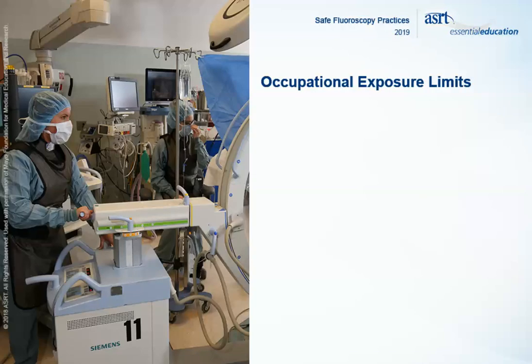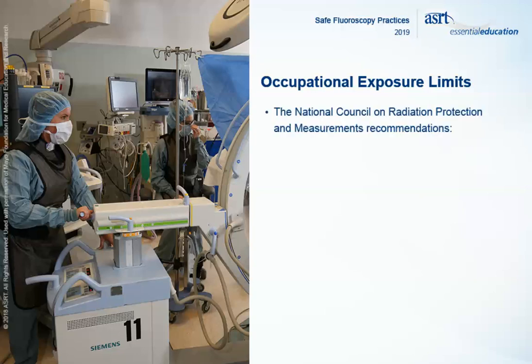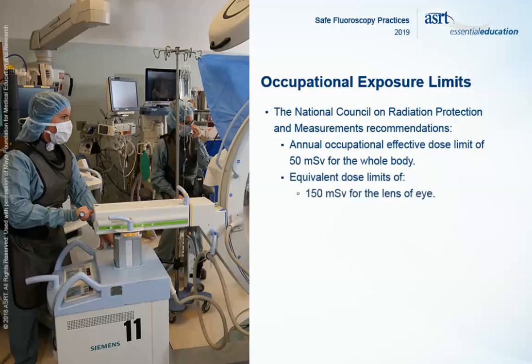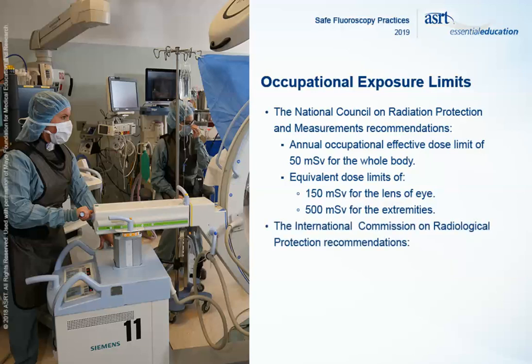Fluoroscopy often results in the most occupational radiation exposure of any radiological imaging modality. In addition to protecting the patient from radiation exposure, the fluoroscopy operator must protect all staff present for the procedure. The National Council on Radiation Protection and Measurements recommends an annual occupational effective dose limit of 50 millisieverts for the whole body, as well as equivalent dose limits of 150 millisieverts for the lens of the eye and 500 millisieverts for the extremities. The International Commission on Radiological Protection, however, suggests the maximum equivalent dose for the lens of the eye should be 20 millisieverts per year.